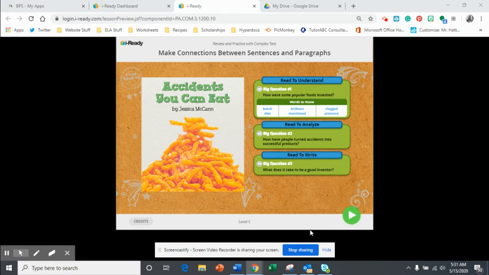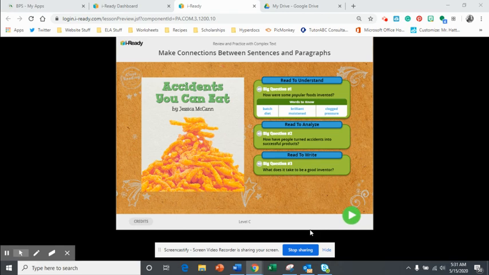So we're going to break it down again into 3 different days, at least 3 different days. Day one is going to be your introduction, your close read number one, which is read to understand. And the big question for that is, how were some popular foods invented? This text is rather interesting in that it describes different foods that you've probably eaten and how they were invented.